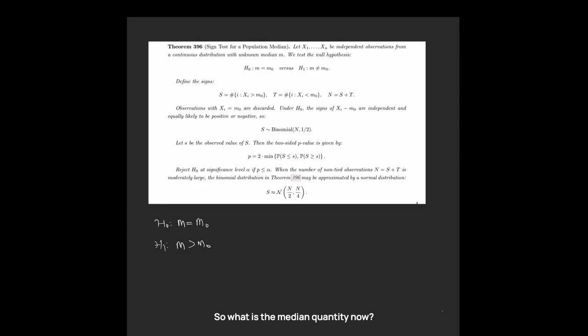So what is the median quantity? The median is the value such that the probability of a random variable being less than or equal to this value is exactly half for a continuous distribution. So for example, if you have a normal distribution, we know that roughly half of the data points sit on the left of this mean value because the normal distribution is symmetric, and the other half sits on the right.